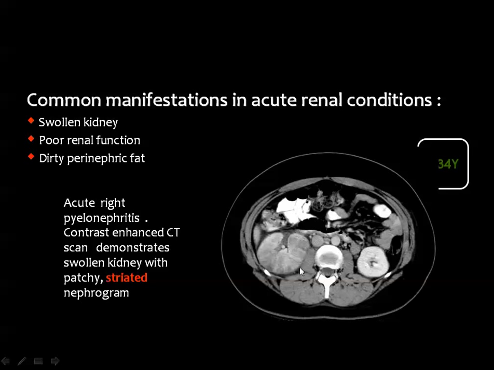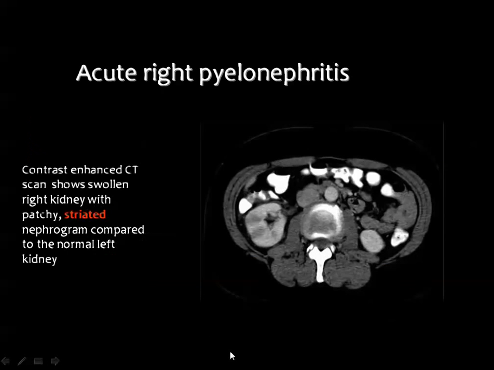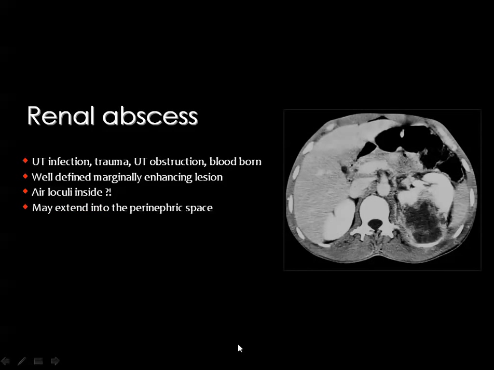Number two, the parenchyma is not enhanced homogeneously, what we call a striated nephrogram. A normal nephrogram is homogeneous, but this nephrogram is striated, which is one of the major diagnostic criteria of acute pyelonephritis. Another case of acute pyelonephritis on the right side with a swollen kidney and a striated nephrogram. Parts of the kidney excrete contrast, part does not excrete contrast.